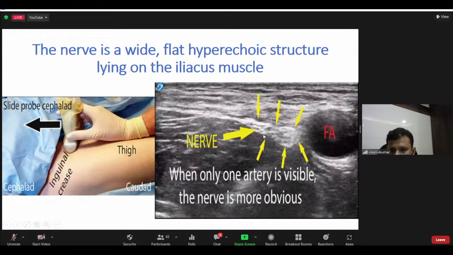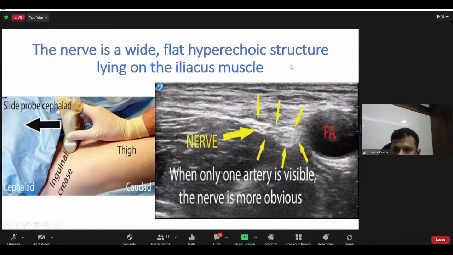the structure is like this. The ultrasound probe position is like this. And this is the point where you get the femoral nerve, which is white. And you see this thick portion is only the femoral nerve. And these are nothing but the thickened fascia.